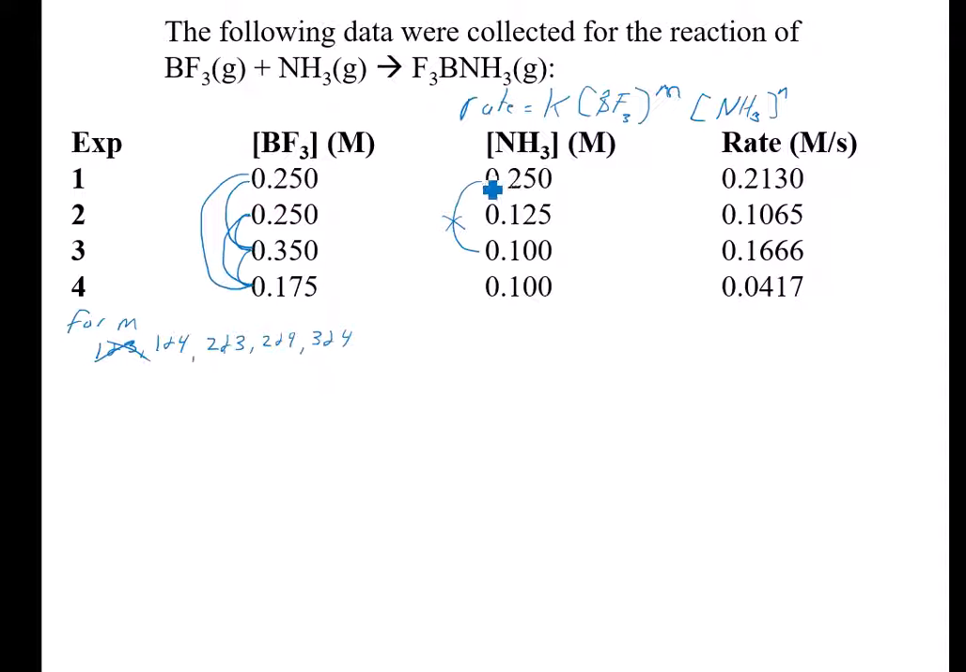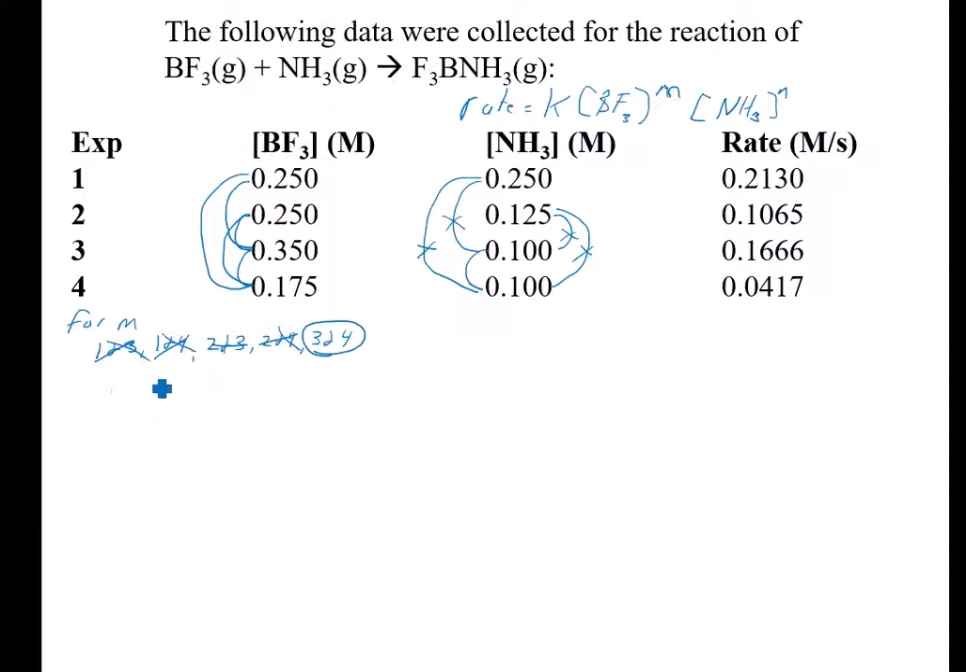If I look at 1 and 4, do those fit the same criteria? No, those are not the same. If I look at 2 and 3, are those values the same? No, so it does not fit this criteria. If I look at 2 and 4, are these 2 values the same? No, so cross this out. And if I look at 3 and 4, are those 2 the same? Yes, those 2 are the same. So this is the one that I'm going to use for my determination of M.